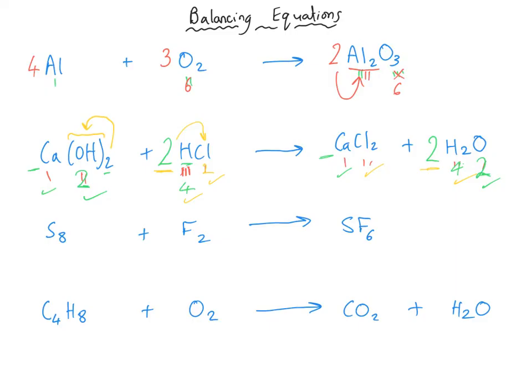This third one looks tricky, but it's actually pretty straightforward. The one thing to do is to just decide which problem to solve first. So if you dived straight in and solved your fluorine problem, let's do that. We have got 2 fluorine here, and we've got 6 over here. And we could put a 3 in front of here, and then that would give us 6 and 6. But then if we move on to solve our sulfur problem, we've got 8 sulfur in the reactants and only 1 in the product, so we definitely need an 8 here.